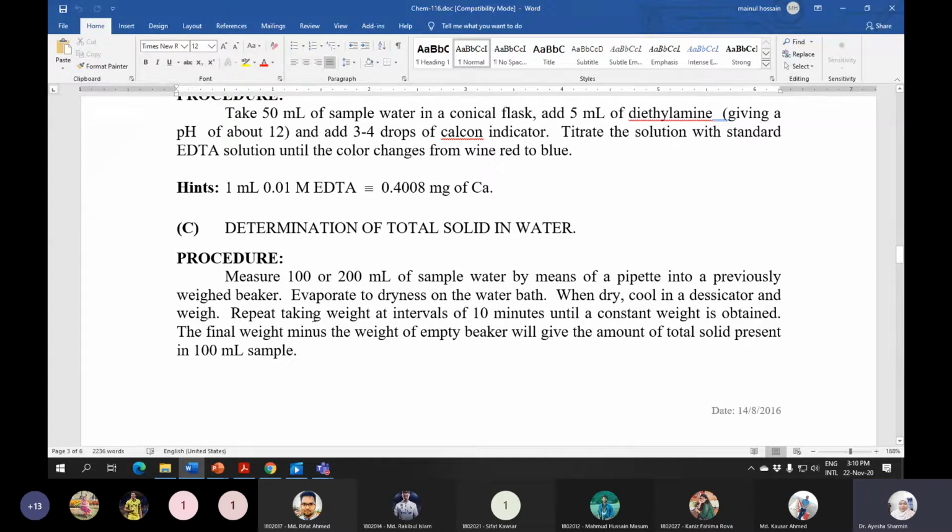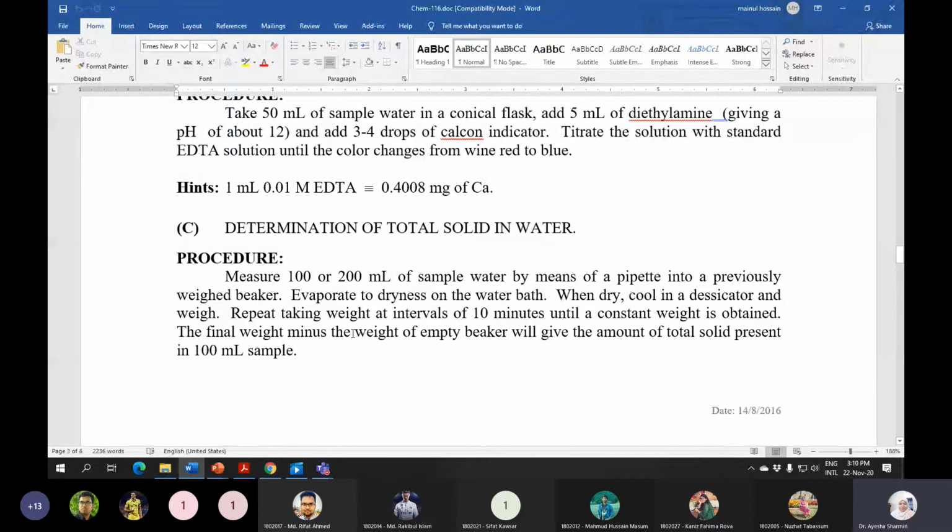Then you keep it again in the desiccator and take the weight at 10 minute intervals until a constant weight is obtained. So if it didn't get dried enough, then after 10 minutes you will see a different weight. And if it dried well, and if there is nothing left to dry, then the weight will become constant. So when at least 3 measurements didn't change in their weight, you say it's done, and then you take the final weight minus the weight of the empty beaker.